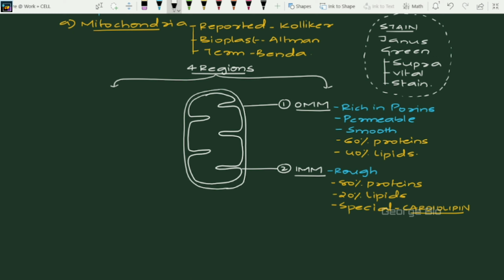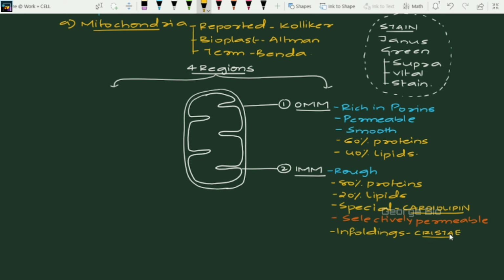Cardiolipin makes this membrane almost impermeable. It means it makes the membrane selectively permeable in nature. So if a question is asked on comparison between the outer mitochondrial membrane and the inner mitochondrial membrane, which is more permeable, that is the outer mitochondrial membrane. Now in the inner mitochondrial membrane, we said that it consists of infoldings, and these infoldings are called cristae.